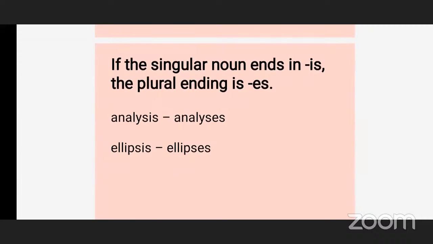Okay. If the singular noun ends in IS, the plural ending is ES. If it ends in IS, the plural format will end with ES. So the last IS is removed and ES is added. See here, analyst, it ends with IS, so they remove the IS and add ES at the last. The next word is eclipse. IS is removed, ES is added.